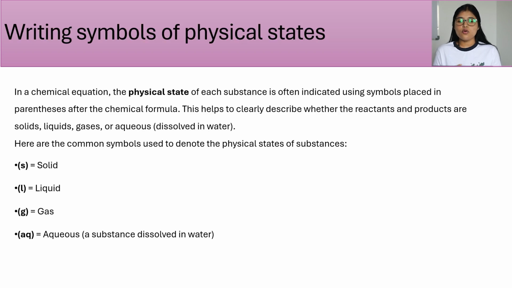Now that we have learned how to balance chemical equations, we should also learn how to write state symbols to these balanced chemical equations. What are physical states? So a physical state is often indicated using symbols placed in parentheses after the chemical formula. The common symbols are for solid, liquid, gas and aqueous. Aqueous is nothing but a substance which is dissolved in water. We usually use the symbol AQ wherever there is a solution.